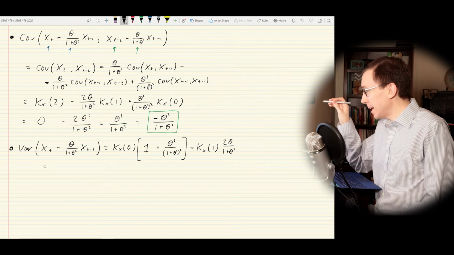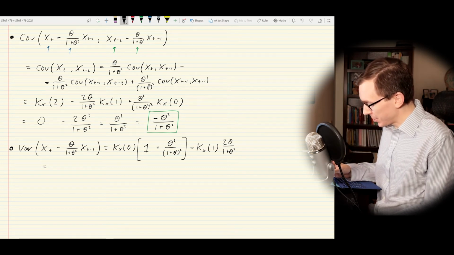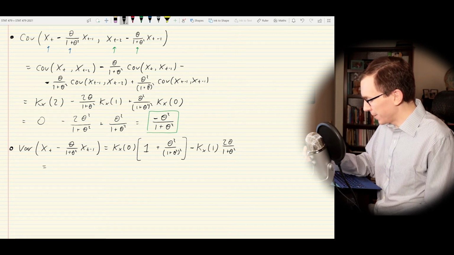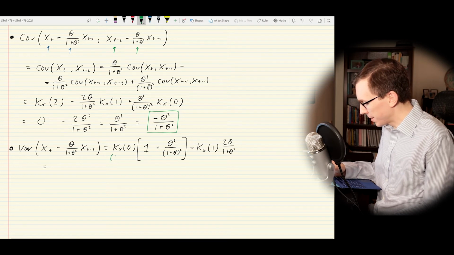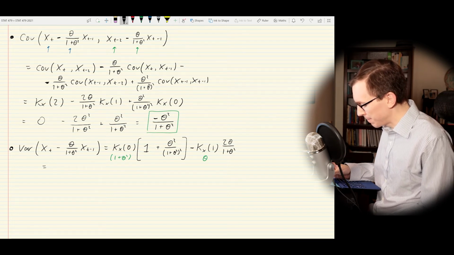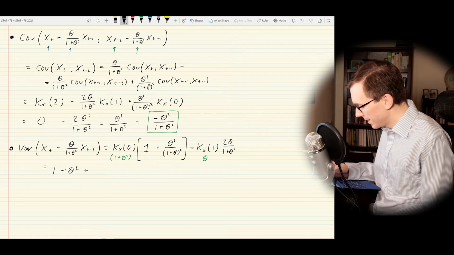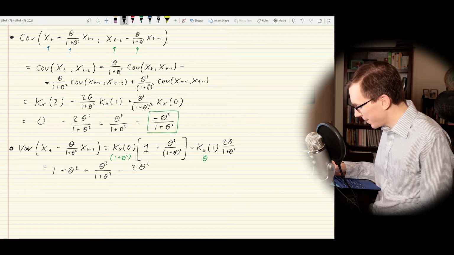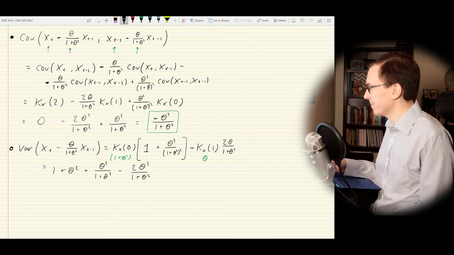Anyway, where were we? Yep, now what we do is we just plug in our definitions. So we have, again, for this guy, we would have a 1 plus theta squared. For this guy, we would just have a theta itself. And we end up with something that's going to look like 1 plus theta squared plus theta squared divided by 1 plus theta squared minus 2 theta squared over 1 plus theta squared.